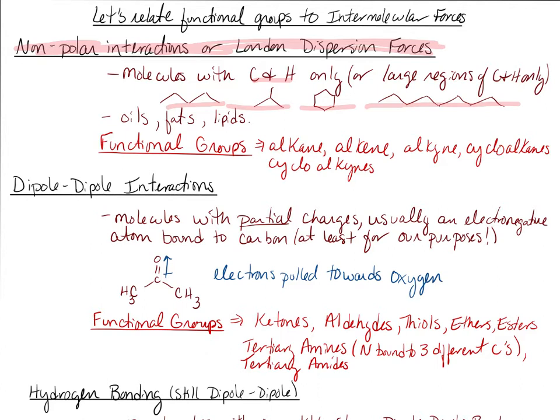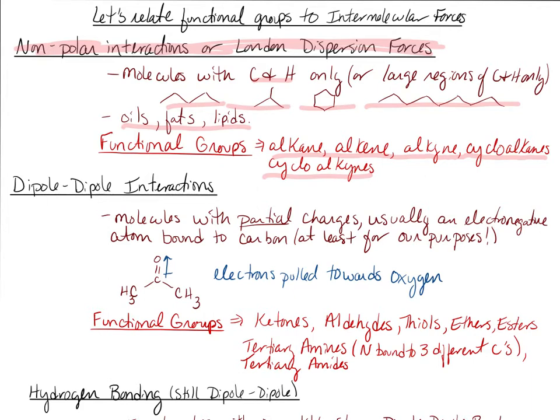Typical types of compounds that contain these things: oils, fats, and lipids. That's sort of what we're going to talk about as we move on. The functional groups would include alkanes, alkenes, alkynes, and then the cyclo version of cycloalkanes and cycloalkenes. Sorry, I put cycloalkynes, but really what I meant is cycloalkenes. Cycloalkynes are pretty rare. Okay.